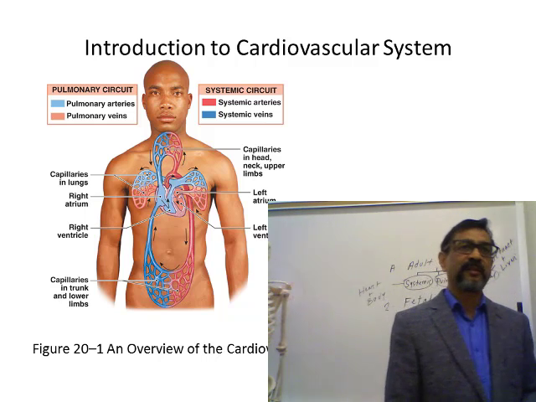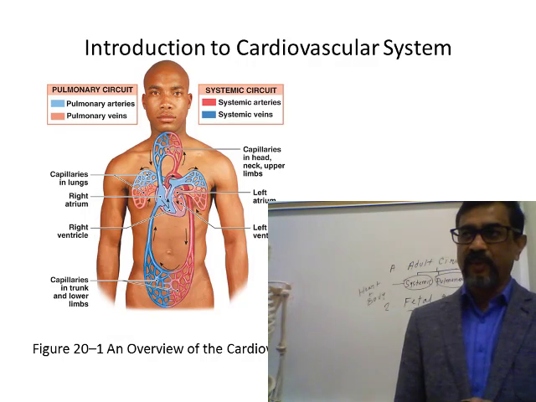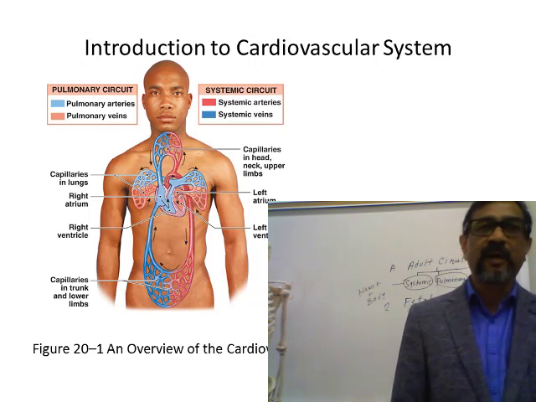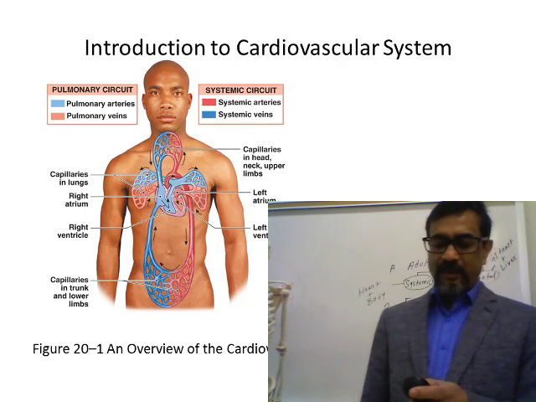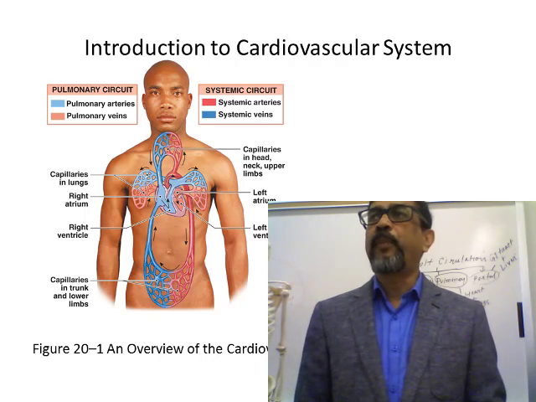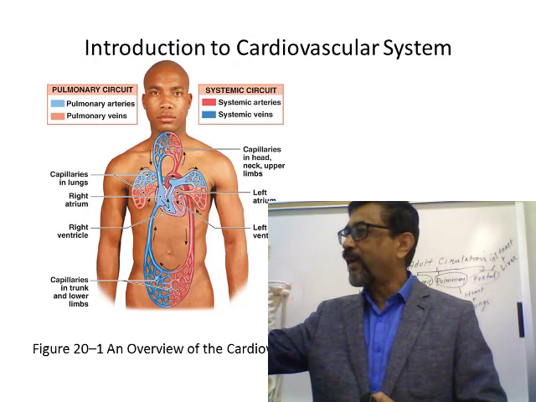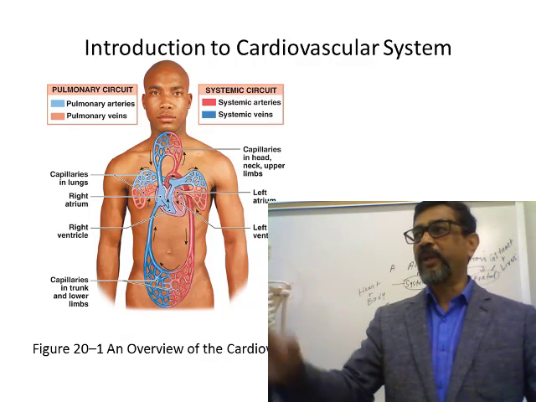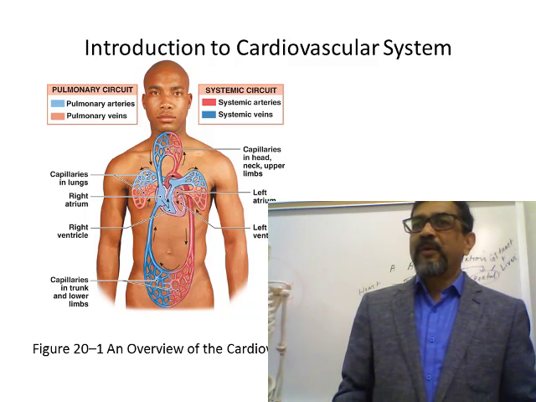Now you tell me, simple question. Why does blood go to your lungs? To get the oxygen. We all know that, right? Blood goes to the lungs to get what? Oxygen. So what type of blood goes to the lungs? Oxygenated or deoxygenated? Deoxygenated, right? So the heart sends the blood to the lungs. What type of blood? Deoxygenated blood.